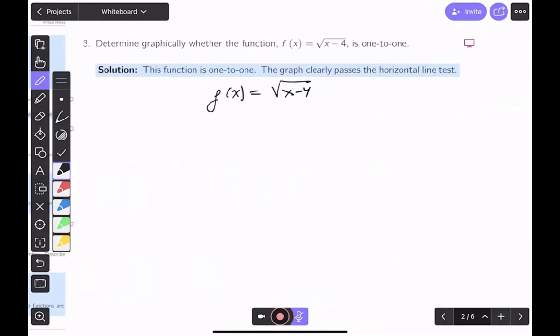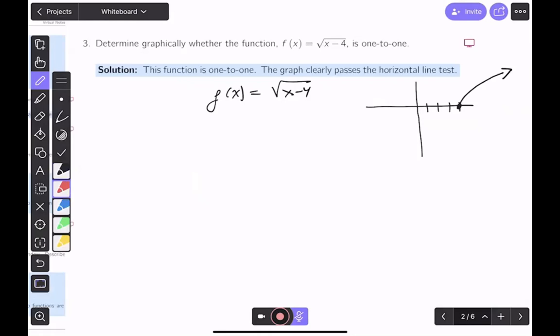Well, I'm going to say, looking at it, I'm going to do a real primitive graph over here. Looking at it, I'm going to say it starts at 4. And at 4 would be 0. And then it has to be bigger than 4. And it's a root function. And what does that look like? Like this over here. All right, always going up.